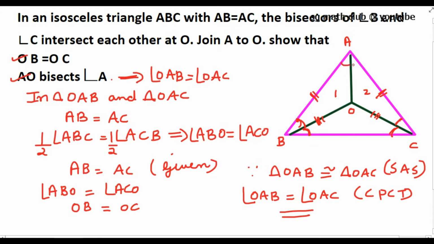Bisects means this divides into two equal parts. So we have proved now angle OAB equal to angle OAC. To prove this, we have taken two triangles and proved they are congruent by the SAS congruence rule, and finally we wrote angle OAB equal to angle OAC by corresponding parts of congruent triangles.